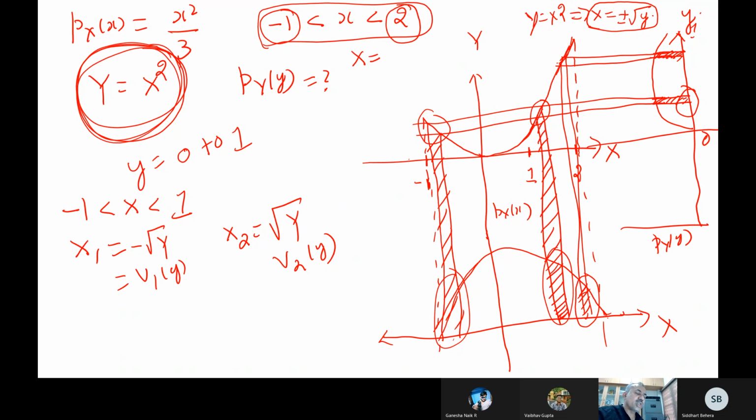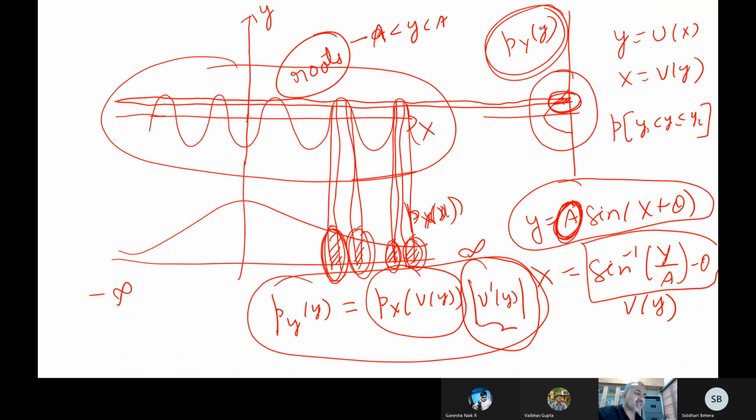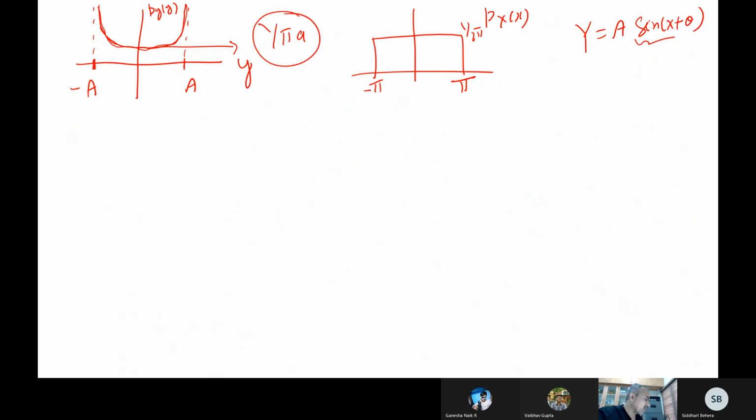So this is how we calculate these transformations. The physical meaning of this problem is that you are projecting the probability density function of y onto the probability density function of x through this transformation. But you have to find out how many roots there are based on the figure. Sinusoidal functions may have infinite roots also. So that is how things look.